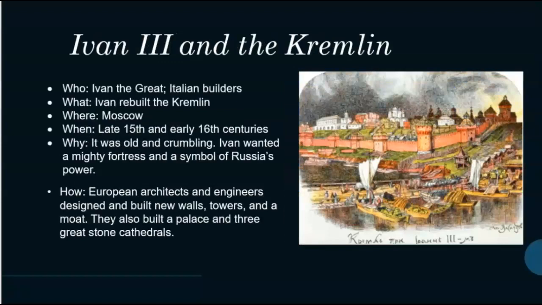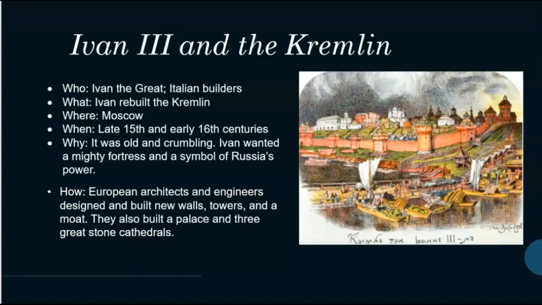Ivan III and the Kremlin. This is a who, what, when, where, why, how format for the next few slides. Who? Ivan the Great and Italian builders. What? Ivan built the Kremlin. Where? Moscow. When? The late 15th and early 16th centuries.